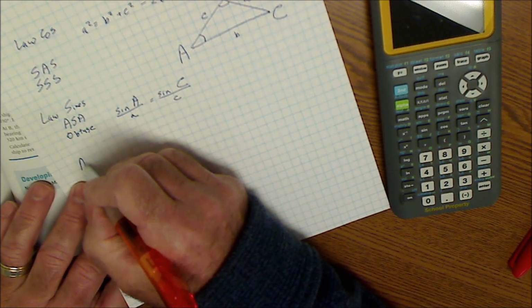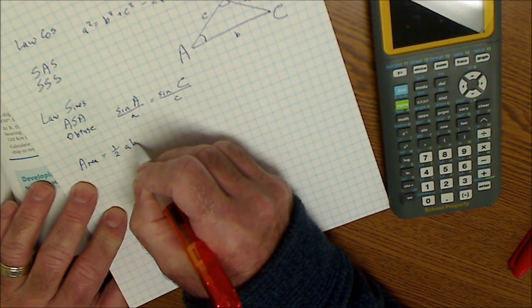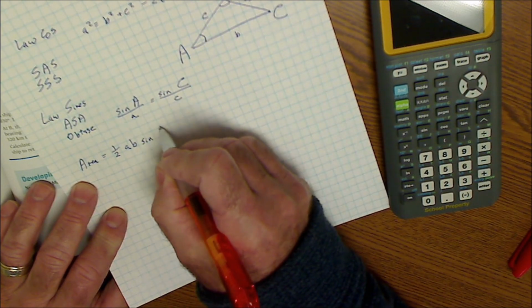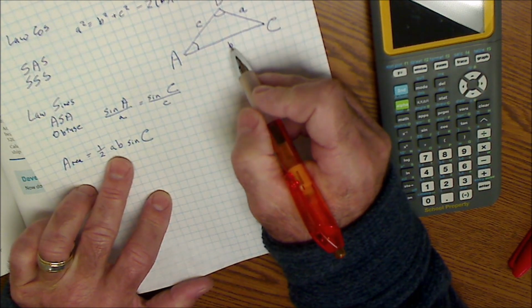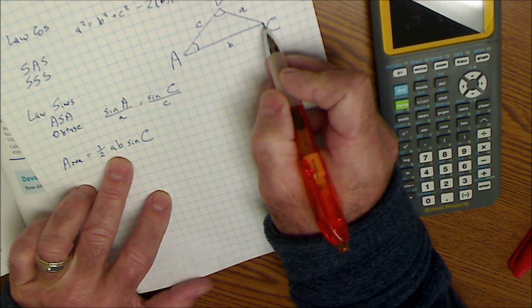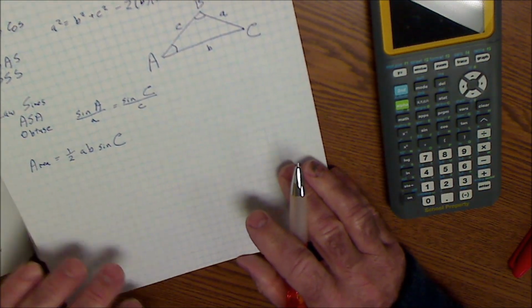And then lastly, area of a triangle is equal to 1/2, one leg, the other leg, sine of the angle between them. So 1/2 A, B, sine of C. So those are the notes on all these bearing problems.